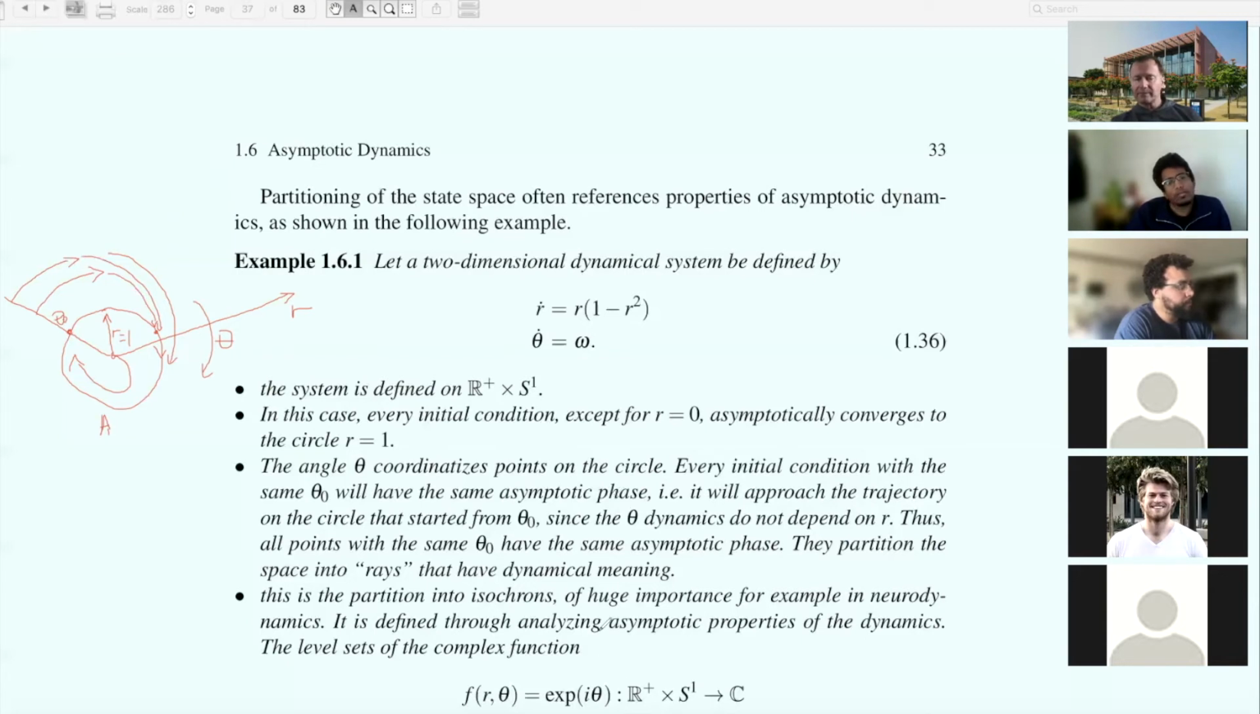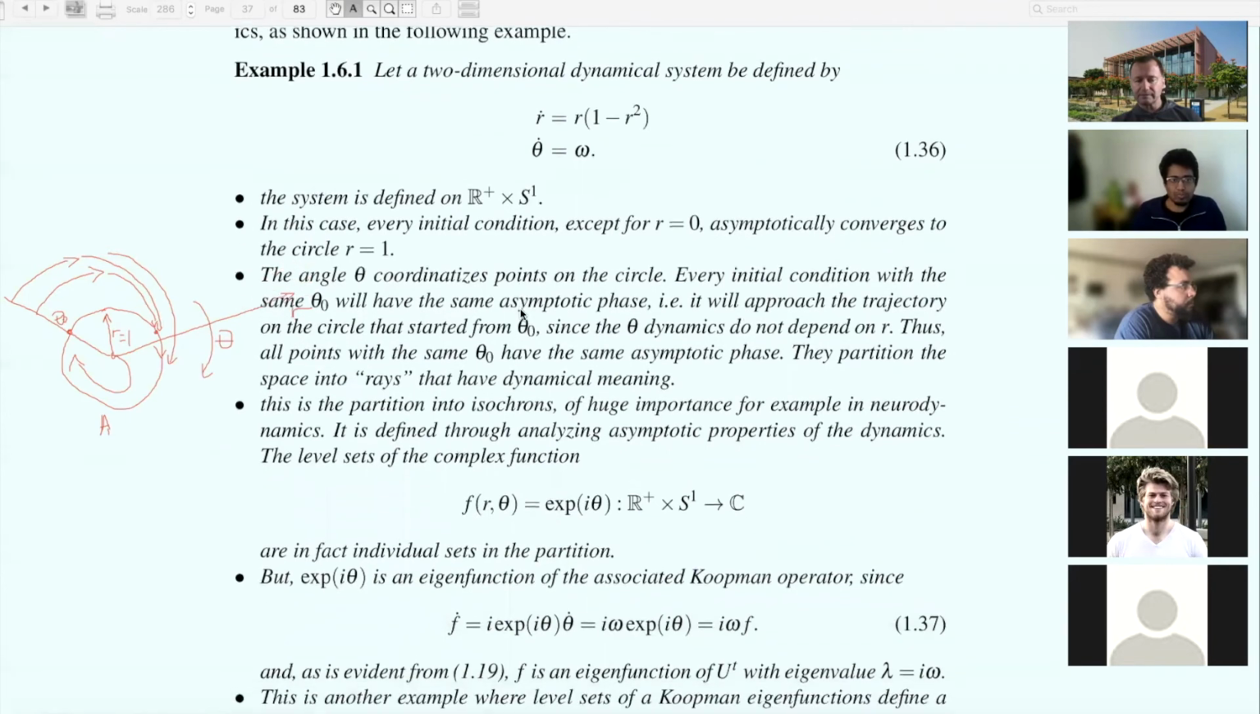So as I mentioned, this partition into these rays of constant angle is the partition into what is called isochrons. And what is interesting there is consider now the level sets of this function. F of r and theta is e to the I theta. So note the function doesn't depend on r. The dependence on r in this case is unnecessary in the theta direction, the reason being that the dynamics doesn't depend on r, right? So this is the function that we chose.